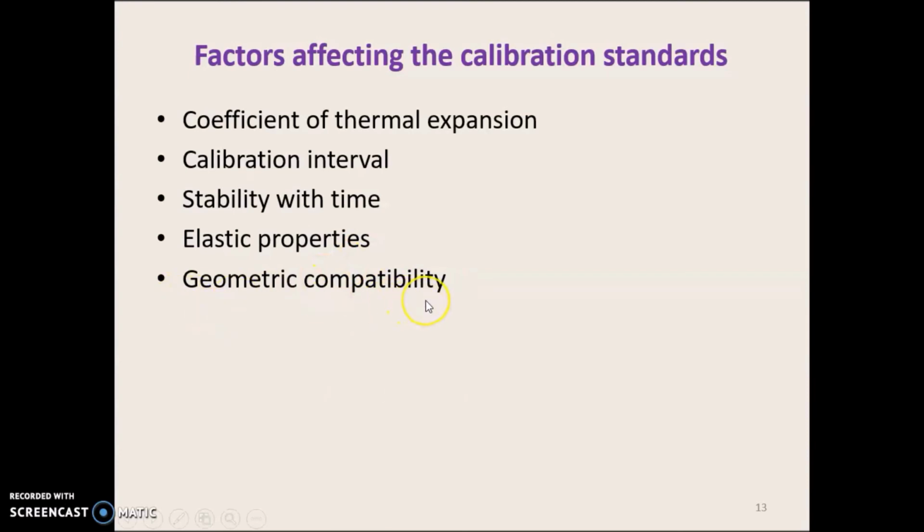Then the geometric compatibility, how far the environmental conditions are going to change the geometric dimensions of the standard. Say for example, if the standard is of a cuboid geometry, and with respect to temperature or pressure, it is going to change, then we cannot use the standard under those conditions. So we need to know all these things before using the standard for a particular application.